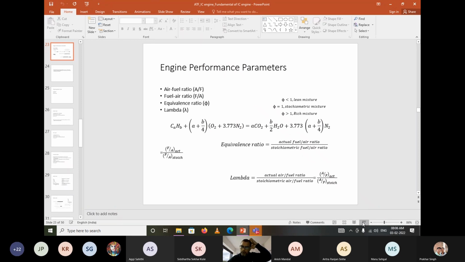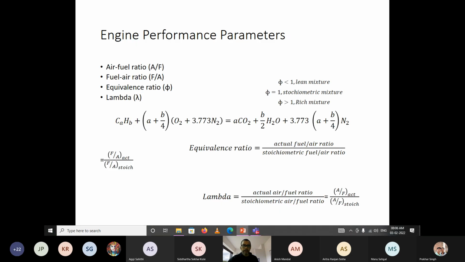So if you remember the last class, we were discussing air fuel ratio, or the equivalence ratio, or the relative air fuel ratio, or lambda. All these things we have discussed, and then we also tried to find the equivalence ratio or air fuel ratio for a chemically correct air fuel mixture for some fuels.